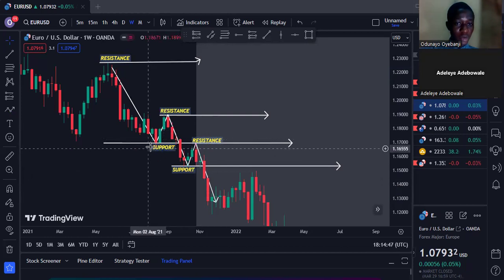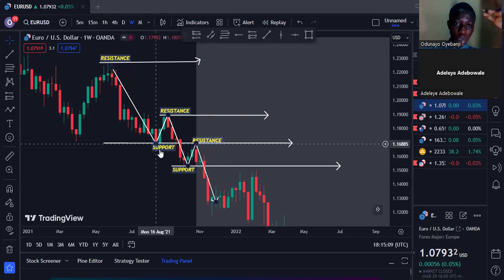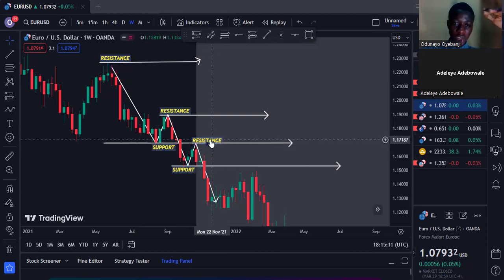Look at the way I move the arrow. In a downtrending market, support turns to what? Resistance. In a downtrending market, support simply turns to resistance. Are you with me? Continuously, support turns to resistance, support turns to resistance.